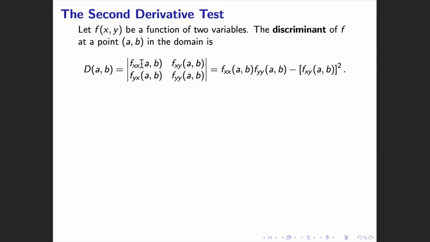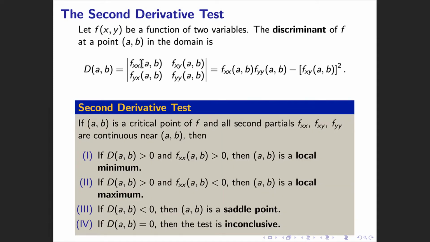The discriminant of f at a point (a, b) in its domain is D(a, b) equal to f sub xx at (a, b) times f sub yy at (a, b) minus f sub xy at (a, b) to the power 2.